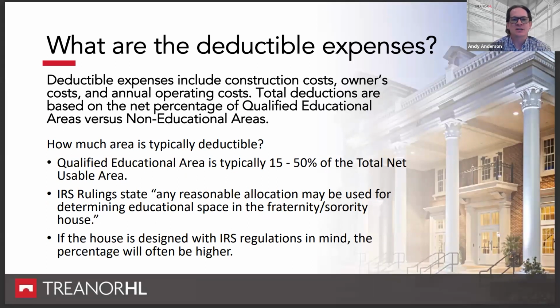But it's not just the initial construction costs. It includes all those owner's costs or soft costs I talked about earlier, as well as your annual operating costs. So any costs that are associated with the house, whatever the percentage net educational area, that percentage can be applied to all of those costs. Usually we see about 15 to 50%. 50 is pretty rare, but at least 15% of the total net usable area is educational.